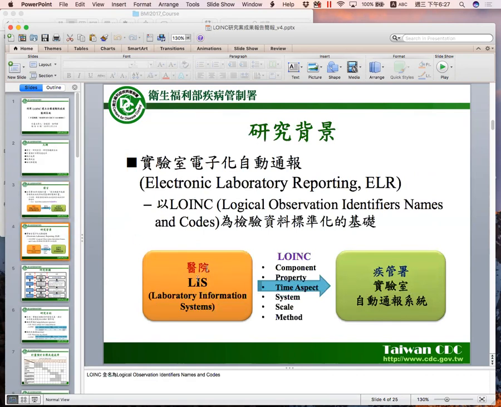So here's the English one. You can see the LIS, which is the acronym for Laboratory Information System. Basically, in all the major hospitals, all the laboratory information is stored in the LIS. So we will use LOINC to submit to the CDC. In this case, we call it the electronic laboratory reporting system.